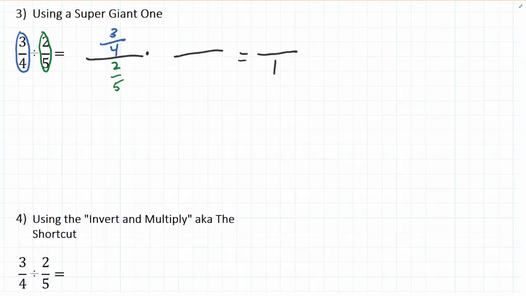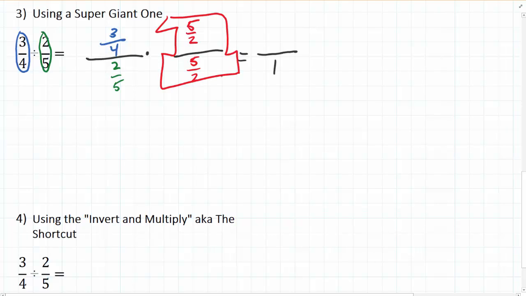Well, if we think multiplicative inverses, 2/5 times 5/2, or the reciprocal of 2/5 is 5/2, is going to equal 1. So the numerator will also be 5/2. Again, we have to have the same numerator as denominator. Don't make the mistake of finding the reciprocal of 3/4. Okay, this would be our supergiant ones.